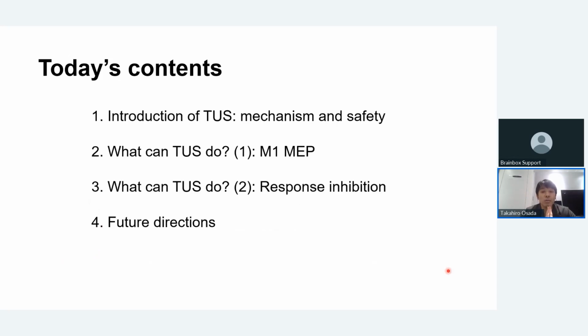So my presentation consists of 4 parts. In the first part, I will give a brief introduction of TUS. In the second part, I will explain the feasibility of TUS by giving an example of MEP changes induced by TUS to the primary motor cortex, M1. In the third part, I explain the TUS results of subcortical and cortical stimulation for response inhibition, one of executive function. In the last part, I will address my perspectives on future direction of TUS.